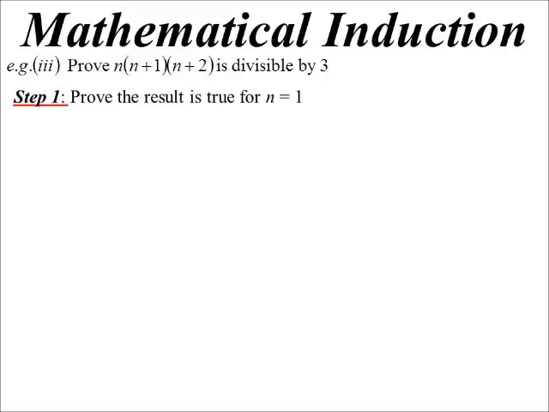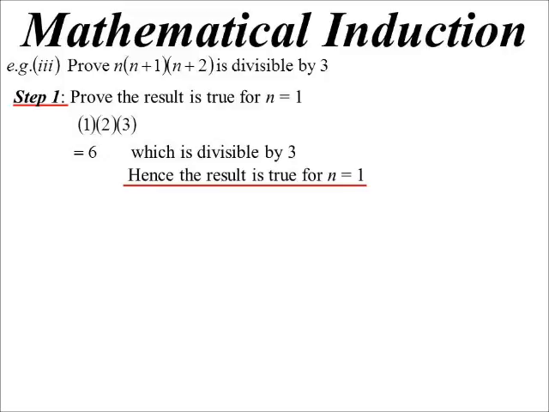So let's let n equal 1. Now in this case we don't have a left-hand side and a right-hand side. So I'm simply saying, well, n times n plus 1 times n plus 2 is, in the first case, 1 times 2 times 3, which is 6. And yes, 6 is divisible by 3. So that's fine, it satisfies our condition. So it works for the first case.